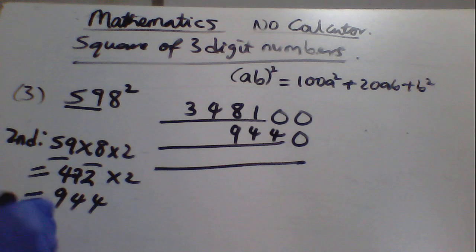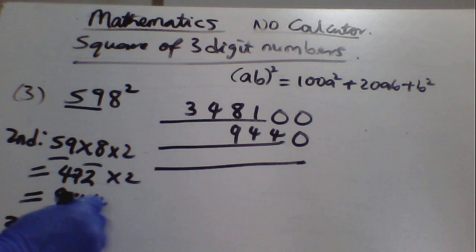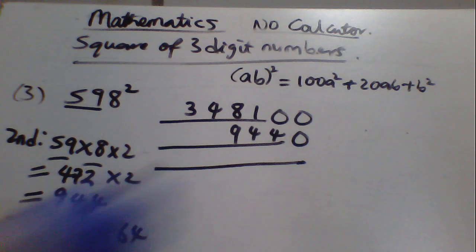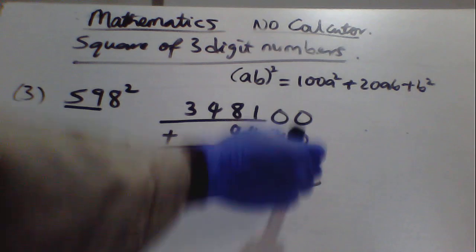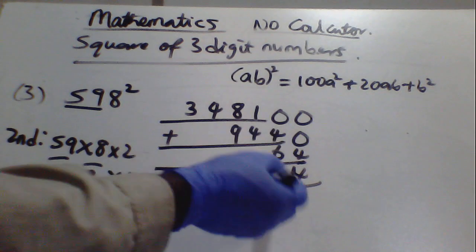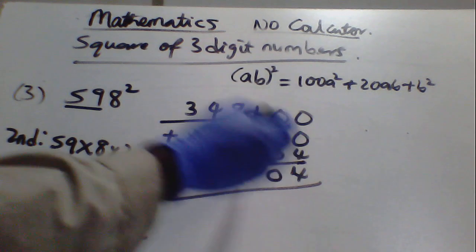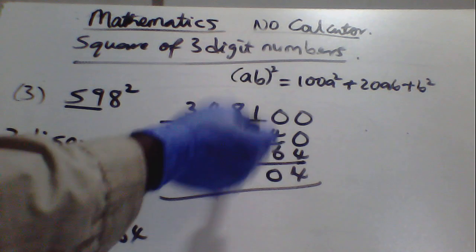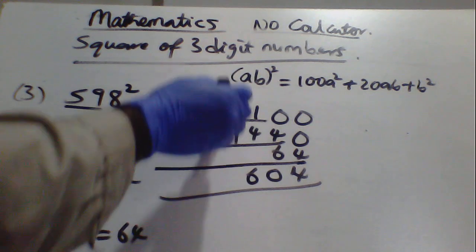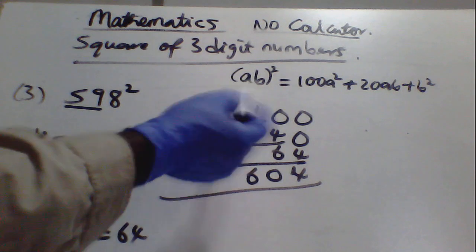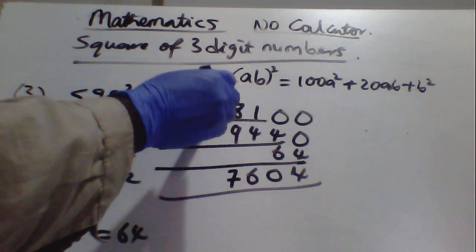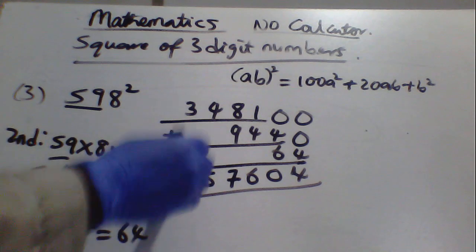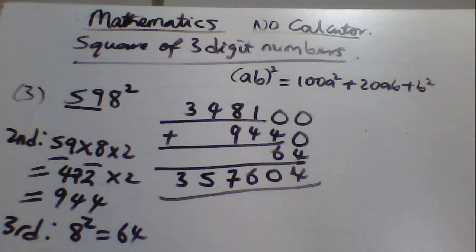And the third step is the square of what? This number. 8 squared will give us what? 64. So you write 64 and sum up. 4 plus 0 will give us 4, 4 plus 6 will give us 10. You write 0, carry 1. 4 plus 1 will give us 5, plus 1, 6. 8 plus 9 will give us 17. You write 7, carry 1. 4 plus 1 will give us 5. You bring 3 down. So that is it.